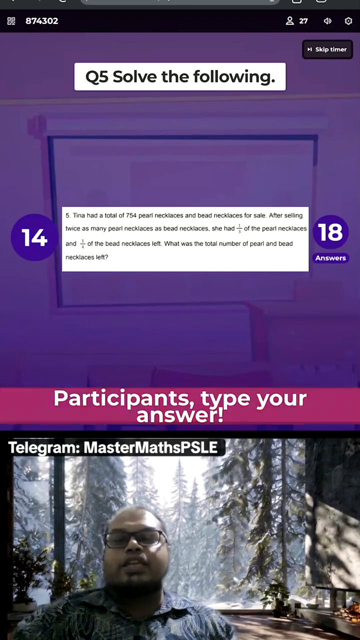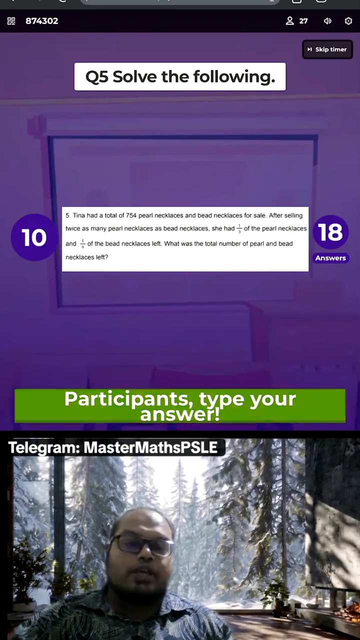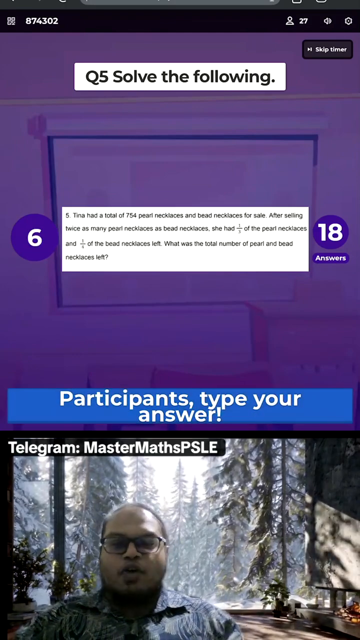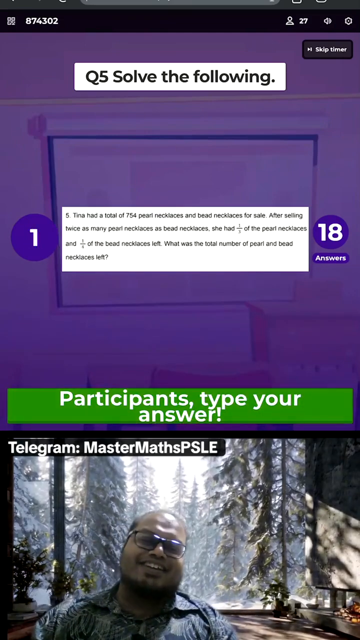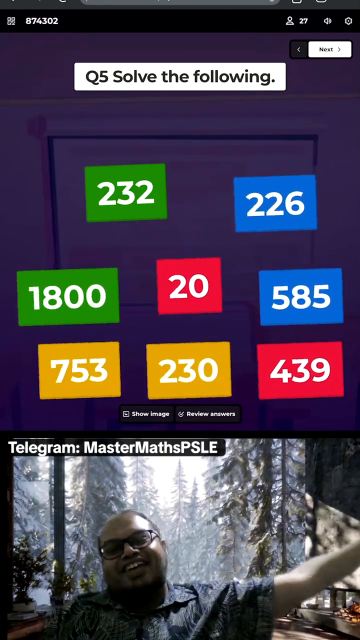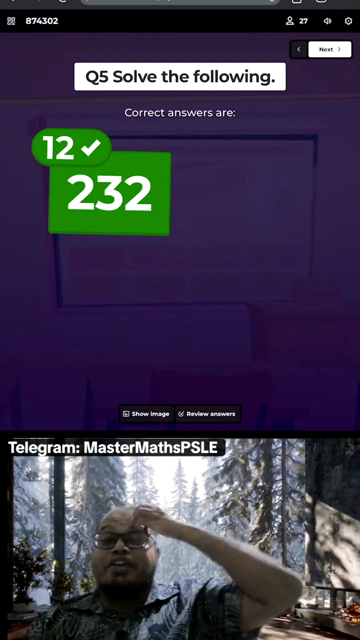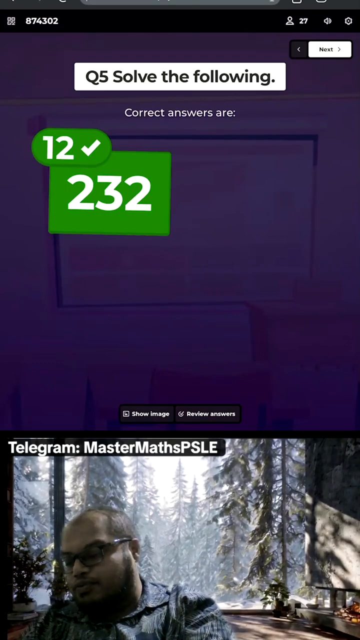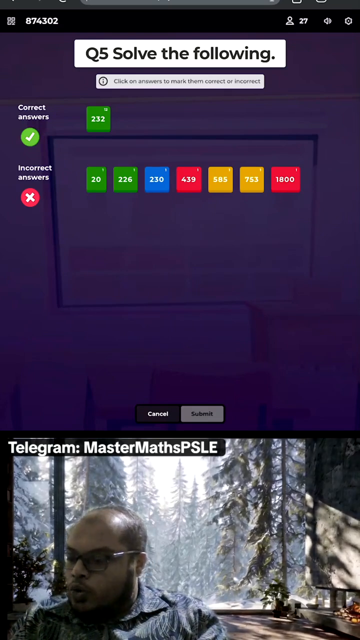You can use fractions or you can use ratio for this. Now another one, 414. Still within the range. 153 now. Wow, that one extends the range. Yes, the answer is 232. Not 230. Let me just review the answers. 232, nobody.